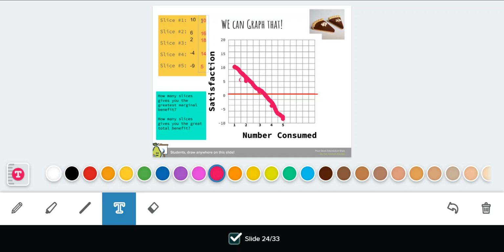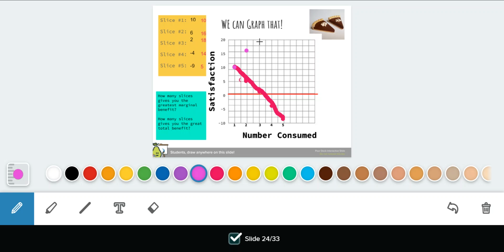All right, so now we need to graph these. Let's pick a different color. And same thing. So the first one, our satisfaction is a 10. The second one, our satisfaction is a 16. The third one, our satisfaction is an 18. The fourth one, our satisfaction is a 14. And on that fifth slice of pie, our satisfaction is a 5. Okay, those are our data points. Let's draw the line.